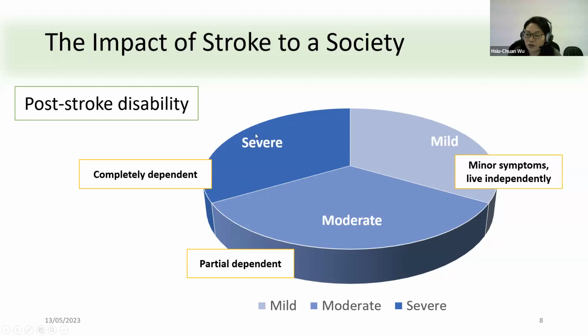But another third of the stroke survivors will suffer from severe disability. That means they are completely dependent. So they might be bedridden, they cannot feed themselves, they might be fed by a tube, they have to be bathed by other people, they might not even be able to speak, they might even have cognitive problems, they cannot recognize their family. So stroke actually has a great impact on our society, and it's also a very great economic burden to the sufferer and also to the whole country.